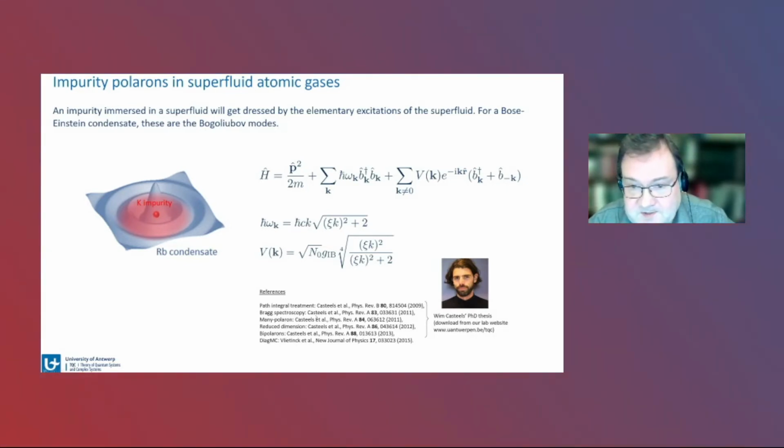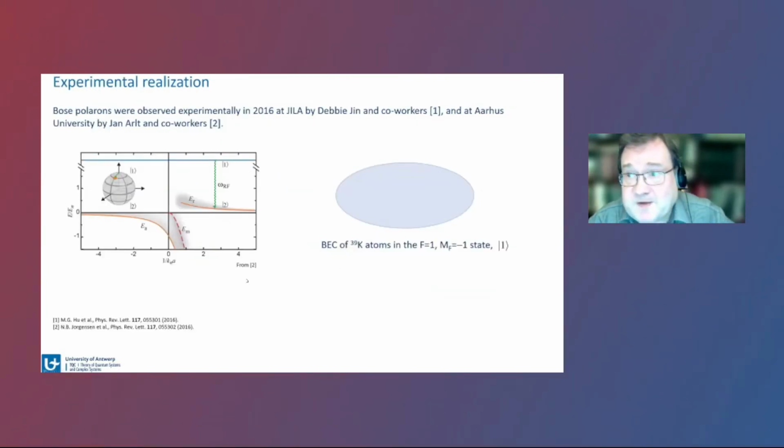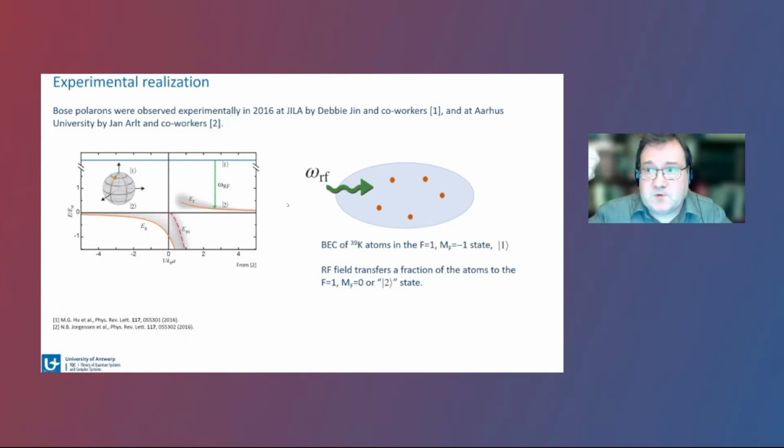So in 2015, there were no experiments yet. The first experiments came in 2016 by a group of Debijin in Gila and Jan Arlt in Aarhus University. So how did they do that? This will be the experiment of Arlt. They started with a Bose condensate of potassium-39 atoms in a state that we label state 1. And then with a radio frequency pulse, they do a spin flip and flip this to another state, the M0 state, here indicated by 2.